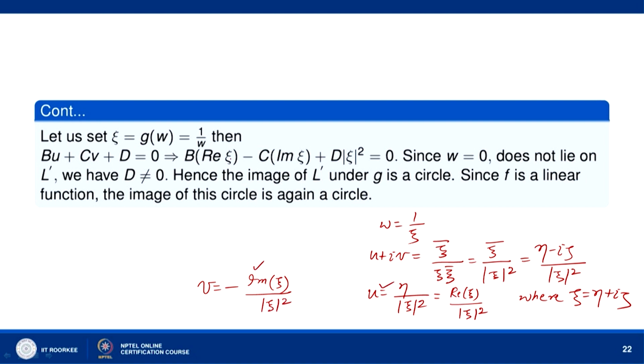So, we get b times real part of xi divided by mod of xi square. I have multiplied the equation by mod of xi square, and then minus c times imaginary part of xi plus d times mod of xi square equal to 0. Now, since W equal to 0 does not lie on L dash, what will happen?